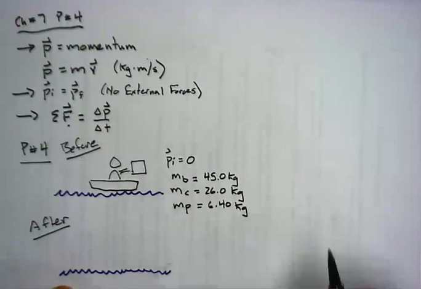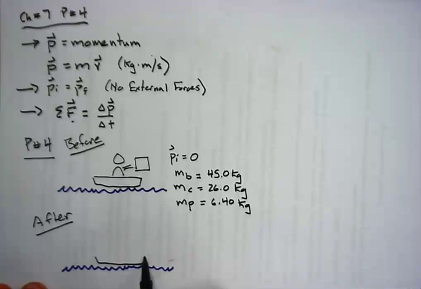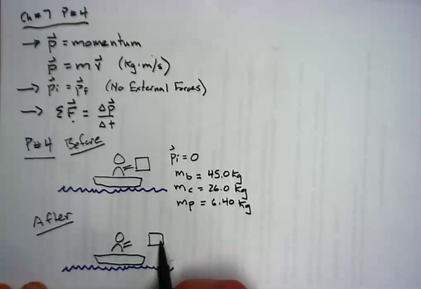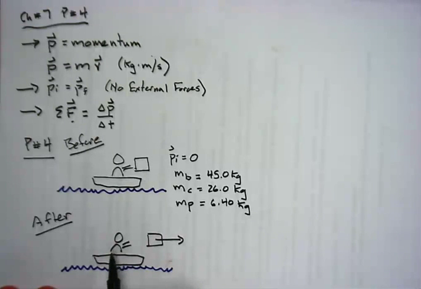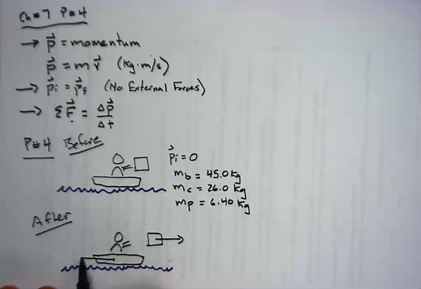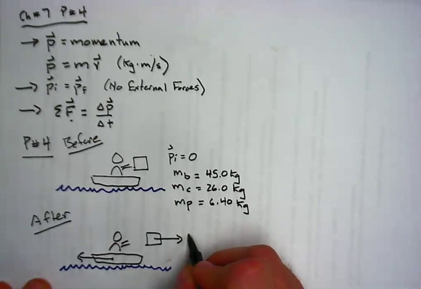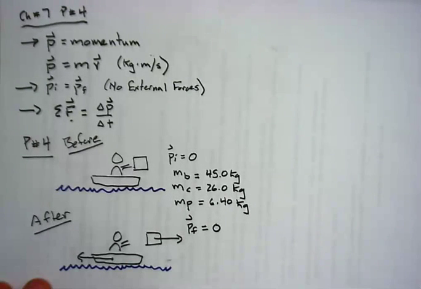Now, what happens in this problem? Well, the child throws the package. So maybe the package contains a physics book, and the child gets frustrated and throws the physics book. Well, what happens to the child-boat system when the package is thrown that way? Well, this system recoils this way. Now, since there are no net external forces, the final momentum of my system is equal to 0.